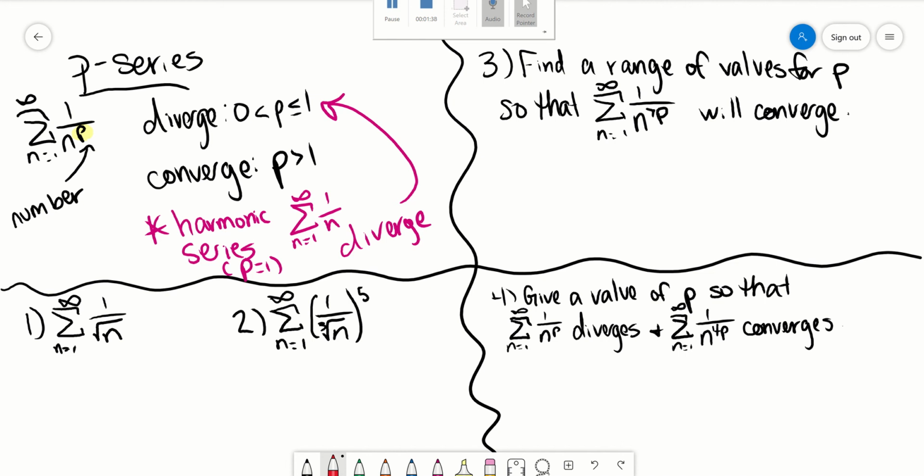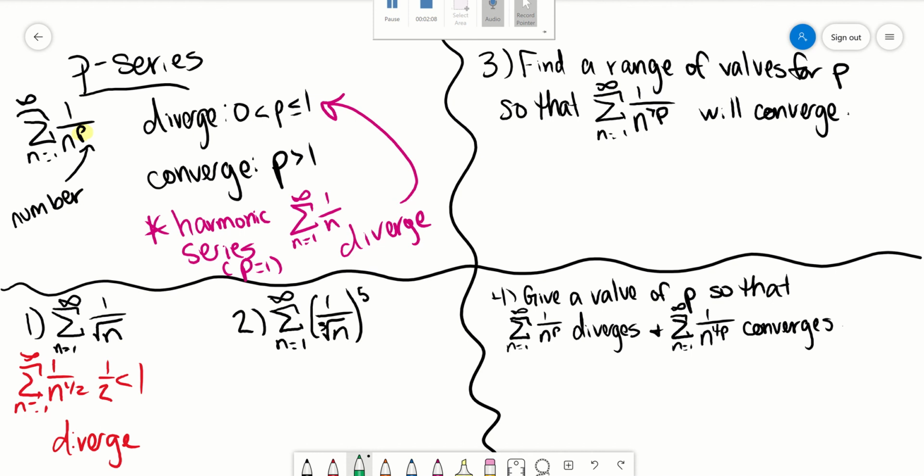So kind of like we did with the geometric video, we're going to do the same thing here with p-series. Number 1 and number 2 are like your simplest situations. When you look at number 1, we could rewrite this as the series from n equals 1 to infinity of 1 over n to the 1/2, because the square root is the same thing as the 1/2 power. P is 1/2. 1/2 is less than 1, so that means it's going to diverge.